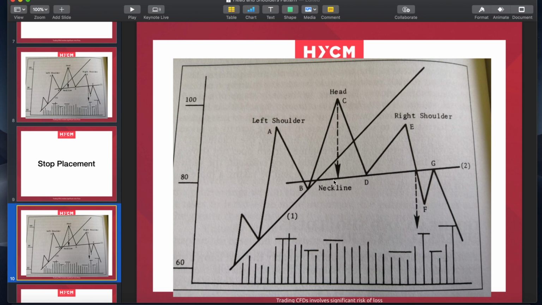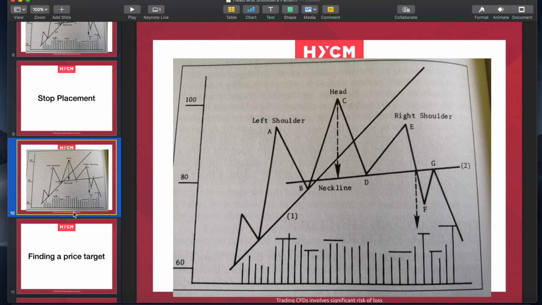So, for instance, if the neckline is breaking, you can have a stop above the right shoulder, because if price comes back and penetrates that shoulder, that's a good indication that the pattern was wrong. Now, how do you find a price target?